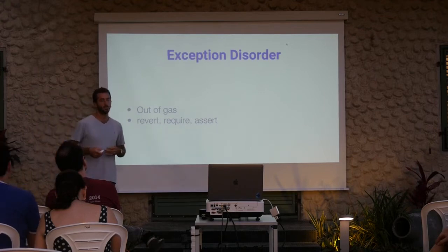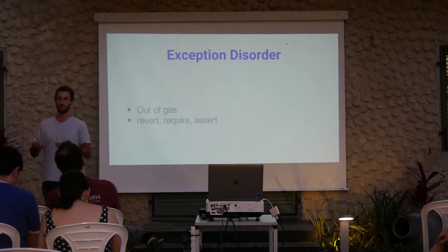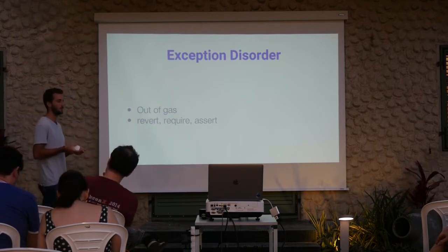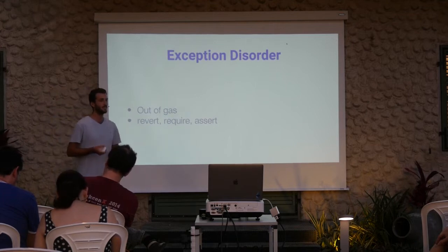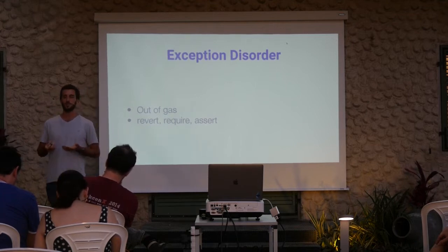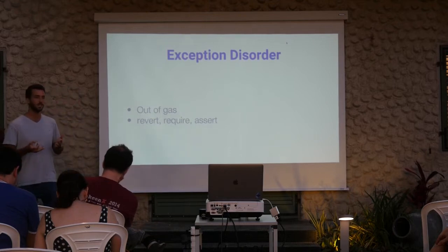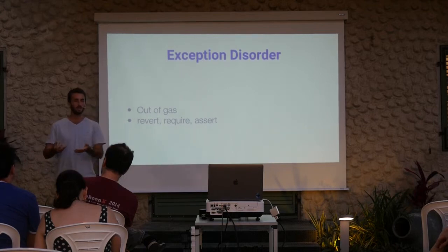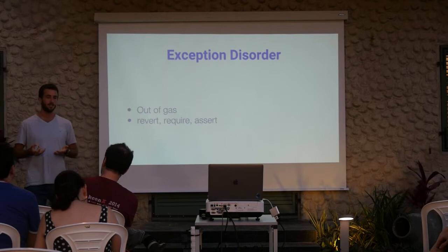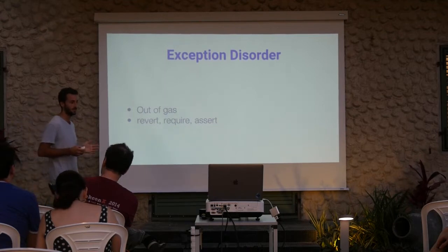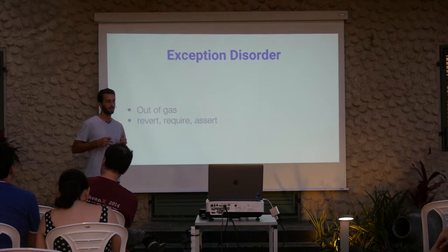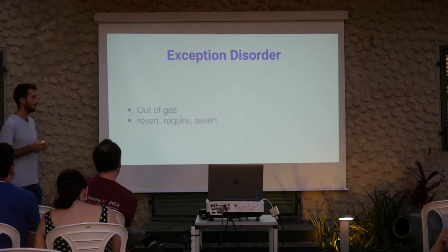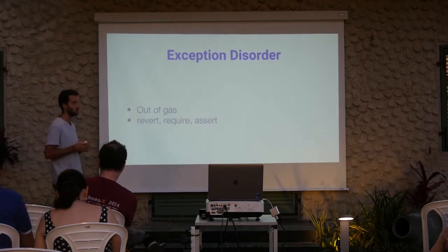As I said before, when we send a transaction to the Ethereum network, we also need to specify the gas amount that we want to pay. And if the function that we want to invoke has more instructions that consume more gas than we want to pay, the miner will throw an exception and we have a rollback. The second option for exception is using one of the three functions, revert, require, or assert.